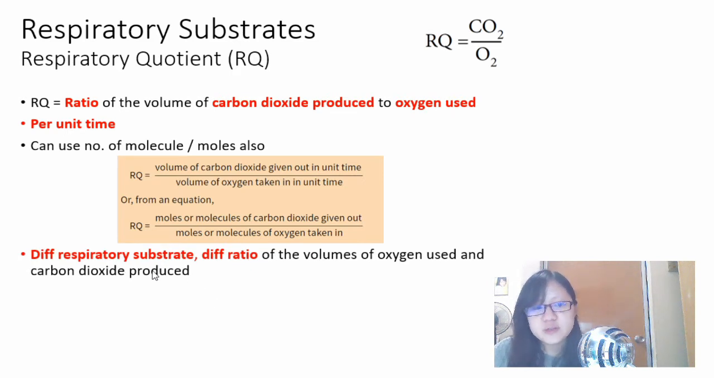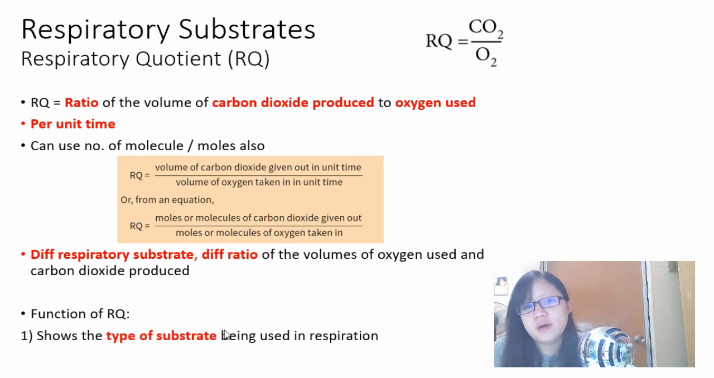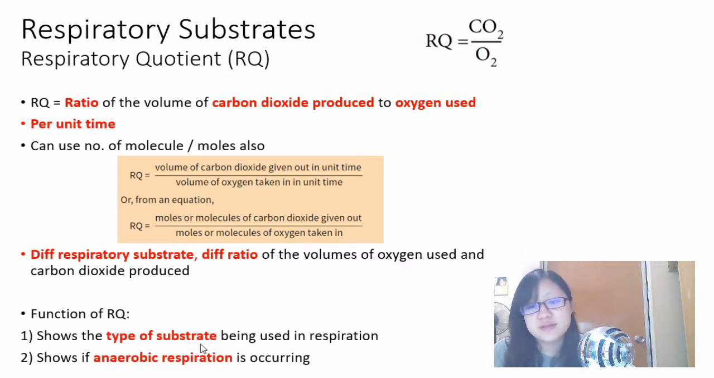Now, different respiratory substrates would have a different ratio, a different respiratory quotient. You might be thinking, I understand energy values, this means how much energy that particular substrate is giving out, but how about respiratory quotient? The function of RQ is for us to work backwards. If we can theoretically calculate how much RQ to expect, we can do it experimentally and figure out whether the organism is using aerobic or anaerobic respiration and what type of substrate is being used.